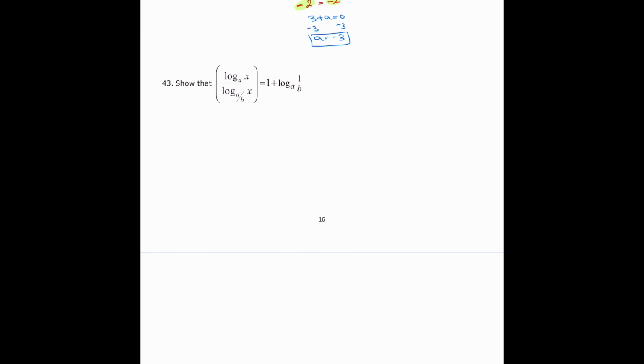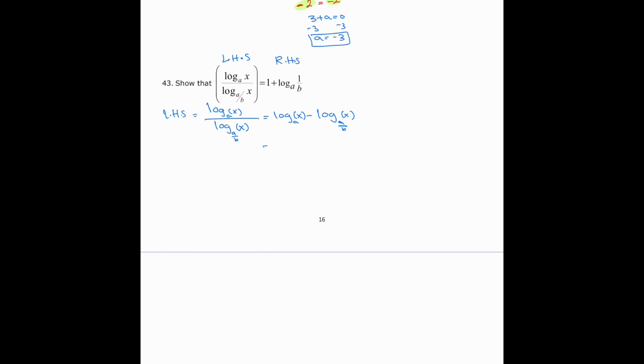Now, when it comes to showing or proving that one side is equivalent to the other, you're going to start from the left-hand side and work your way to the right-hand side to prove that they're equivalent, or backwards. Sometimes it works backwards as well. However, I will start with the left-hand side. The left-hand side equals log base a of x divided by log base a over b of x. I can rewrite this as log the numerator minus log the denominator using the quotient rule.